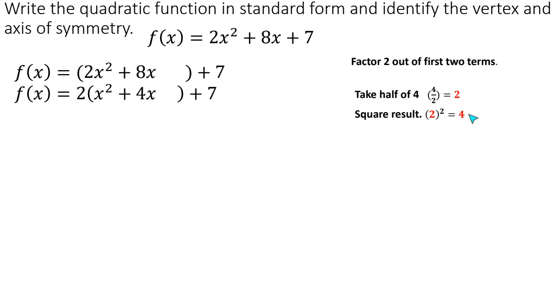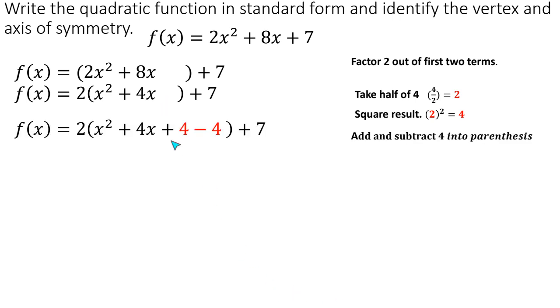And so next, we want to take that and we're going to add it into this parentheses here. So I'm going to add my 4 and I'm going to subtract my 4. So you might be asking yourself, well, why are we adding and subtracting it in there? Well, 4 minus 4 is going to be 0. So we're not really changing the problem because we're just adding 0. Okay, if you only added the 4, then now you're changing the entire problem. So it's important to add it and subtract it.